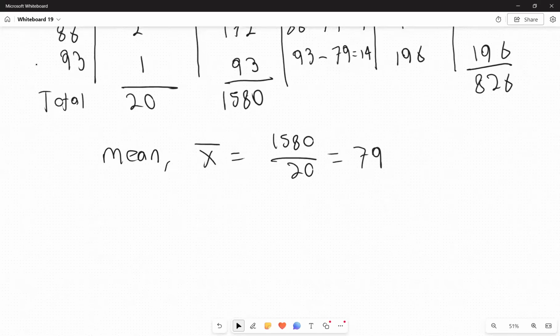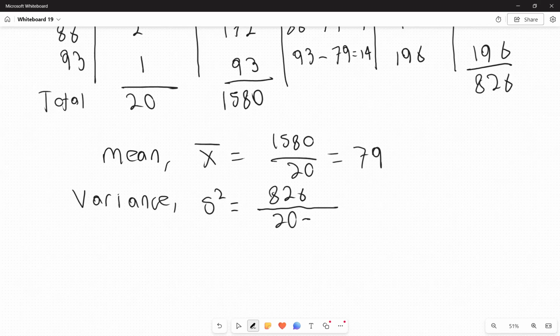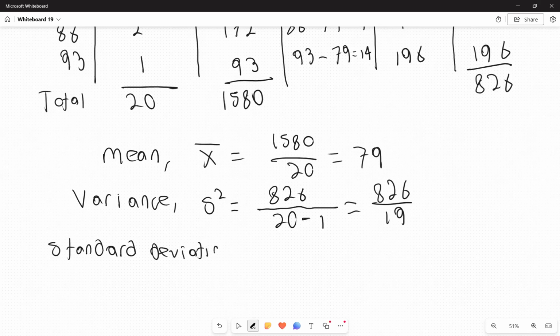Now we can find the variance. The variance is the sum of the square deviations over the total number of data values minus 1. So this is 826 over 19. And the standard deviation is the square root of the variance. This is approximately 6.59.